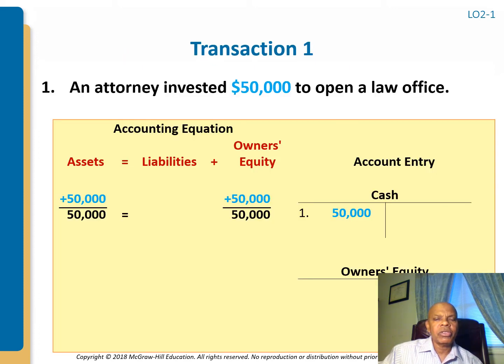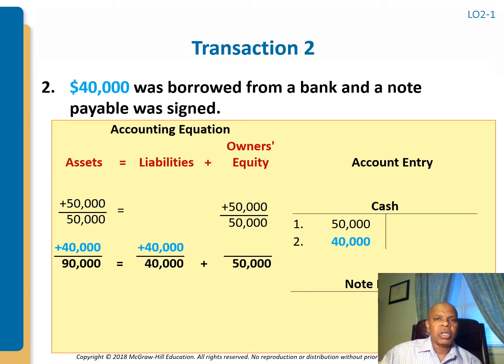Here is transaction 1. I'm not getting into that. I think we went through it a couple of times already. An attorney invests 50,000 to open a law office. You get assets. What's the first entry going to be? You debit cash 50,000 and credit owner's equity. You can see that. That's owner's equity. Then transaction 2, you borrowed money. Remember. So what's going to happen? The cash increases. The original 50,000 from the owner's investment, and you got 40,000 coming in as the borrowed money, and it created a liability, notes payable.